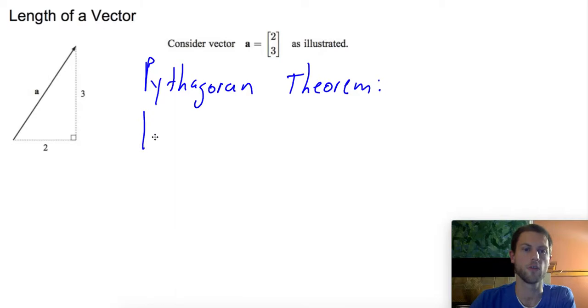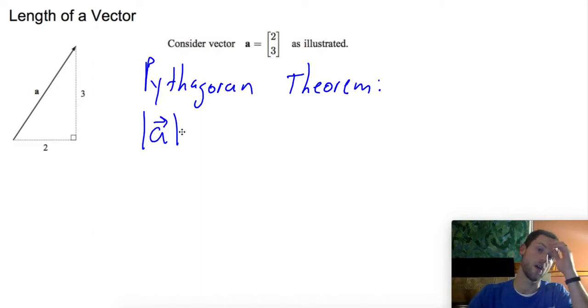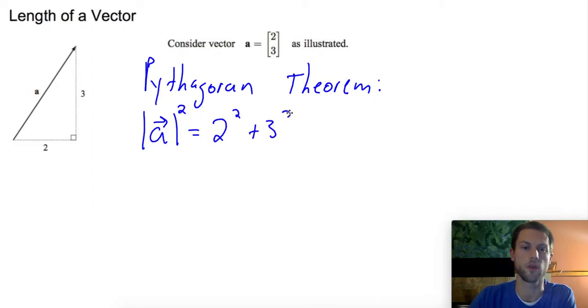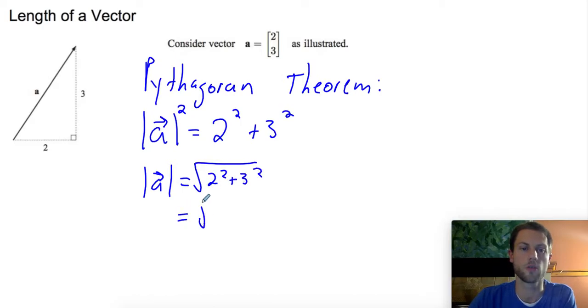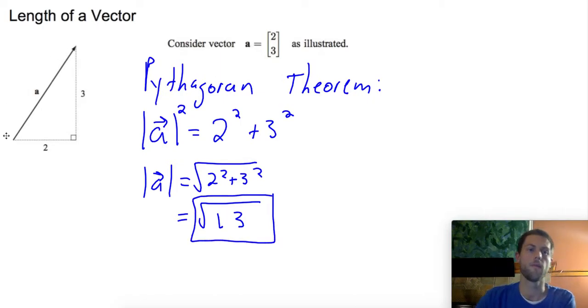So this magnitude of A, and this is our notation, the magnitude of A kind of looks like absolute value, but that means the magnitude or length of vector A is going to equal, or I should say the magnitude squared is going to equal 2 squared plus 3 squared. And so the magnitude of vector A is going to then equal the square root of 2 squared plus 3 squared, which is equal to the square root of, I think that's 4 plus 9, so that's 13. So that's it. That's the length of vector A. That's the magnitude of vector A, however you want to call it. This is the distance from here to here. Notice this doesn't have a direction, it just has a size.